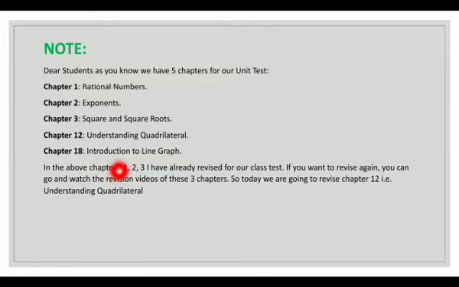In the above chapters 1, 2, 3, I have already revised for a class test. If you want to revise again, you can go and watch the revision videos of these 3 chapters, that is chapter 1 rational numbers, chapter 2 exponents, chapter 3 square and square roots. So today we are going to revise chapter 12, that is understanding quadrilateral.